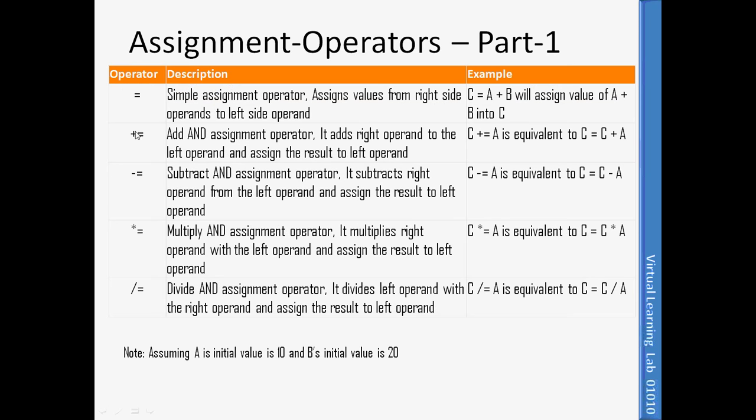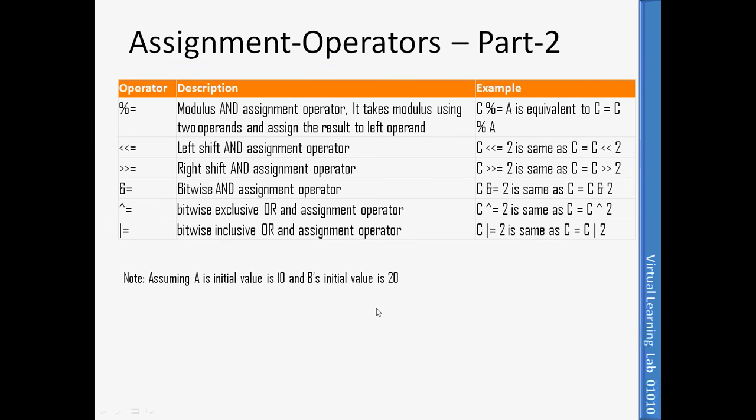The assignment operators: equal to means we are assigning the value of A plus B into C, which means if A is 10 and B is 20, C will be A plus B, which is 30. With the plus equal to operator, C plus equal to A is equal to C plus A. Hence we are retaining the C value, adding the A value to it, and reassigning the value to C. Then same like divide equal to, multiply equal to.